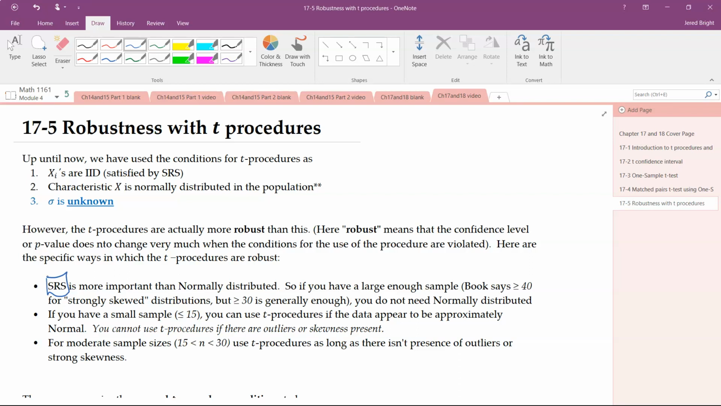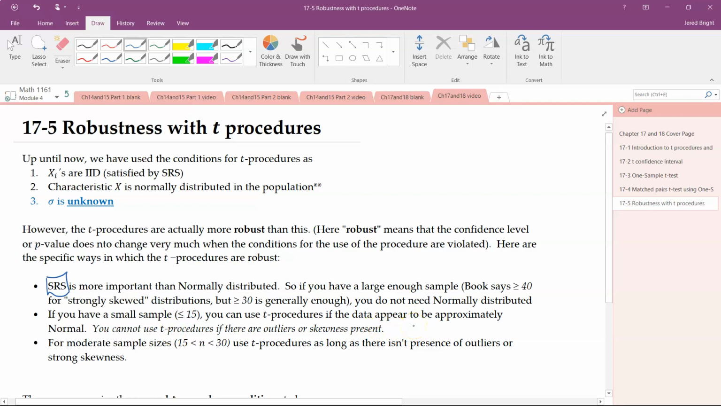But for safety, 30 is enough for us. 40 or 50, yeah, you're way fine. So if you have an SRS of size 50, great. Use T procedures, don't think twice. If you have a small sample, which is often the case too, you can use T procedures as long as the data appear to be approximately normal.